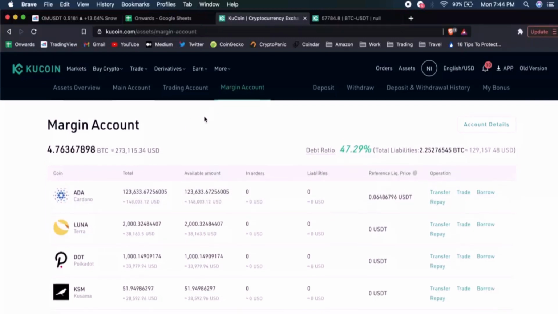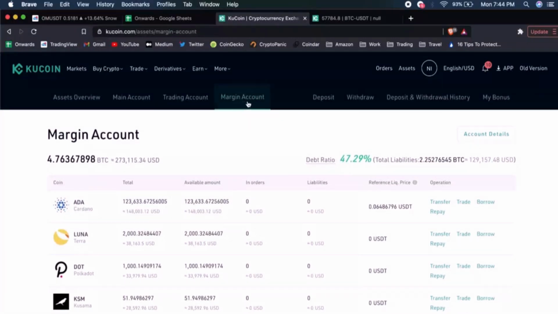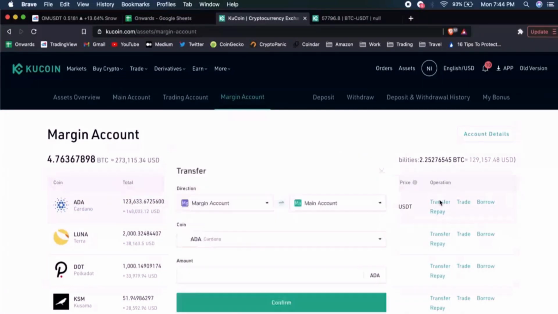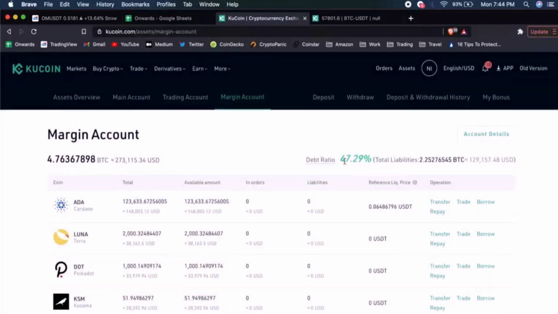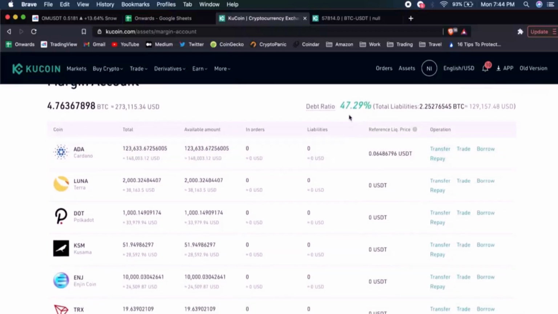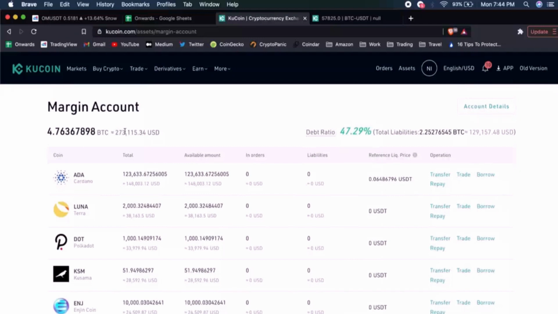So we're looking at KuCoin Exchange. We're here in the margin account, right? If you have any assets in your main account or trading account, you can just click transfer and send them to your margin account, and they'll help lower your debt ratio. Now, what's going on here? You can see my debt ratio is at 47%, and the total value of this account is at 273,000.